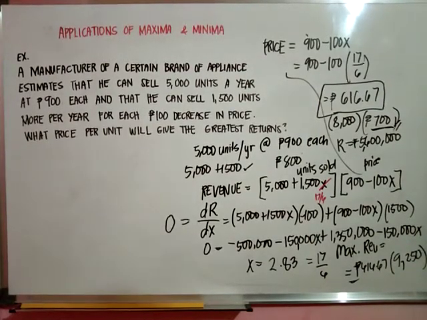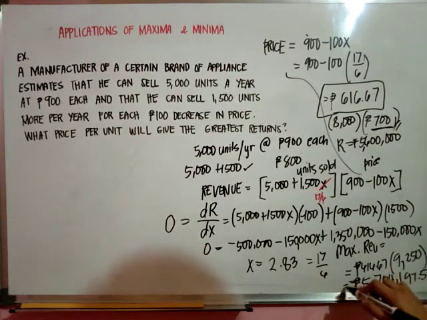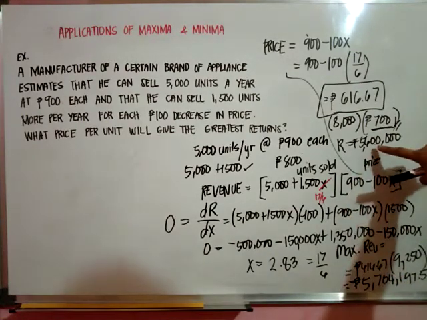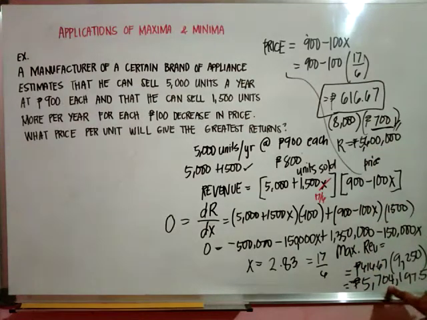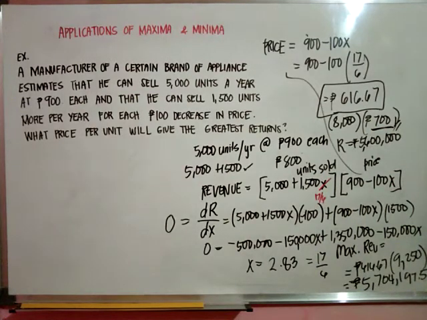Therefore, yung maximum revenue is 616.67 multiplied by 9,250 is 5,704,197.5 pesos. So, kung i-compare natin, di ba ito, 5.6 lang, ito, 5.7. So, therefore, talagang ito yung maximum revenue natin, at 616.67 pesos dapat niya isold yung mga appliance. So, ganun siya.